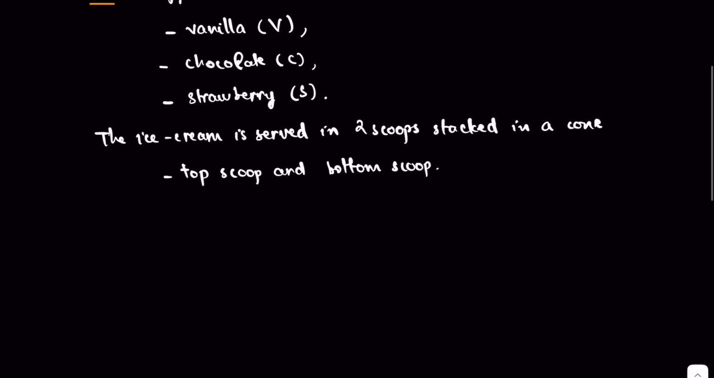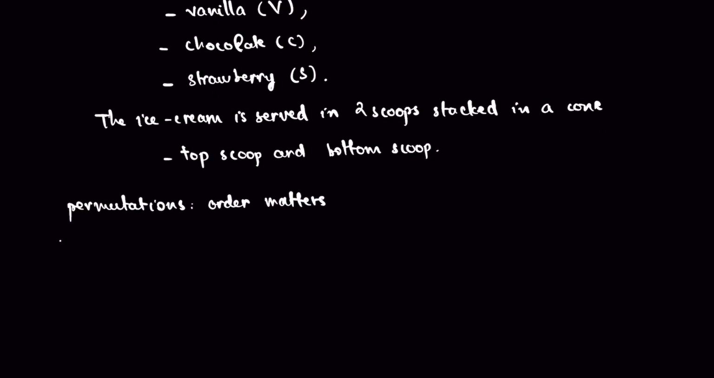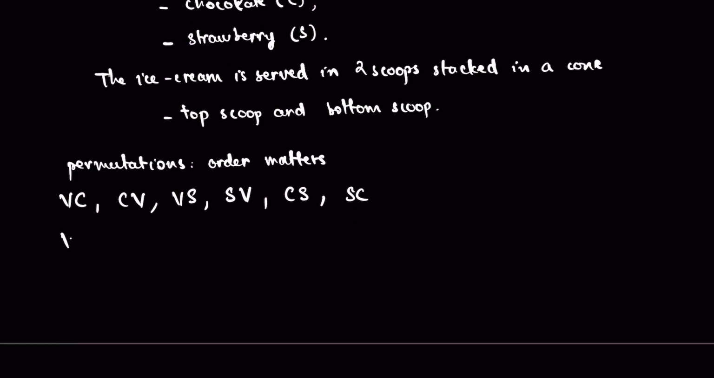Now, in the case of permutations, remember the order matters. The arrangements are going to be vanilla and then chocolate, chocolate then vanilla, vanilla with strawberry, strawberry then vanilla, chocolate with strawberry, and strawberry then chocolate. So there are 6 possible arrangements. In this case, you see that V and then C means vanilla is on top and chocolate is on the bottom.